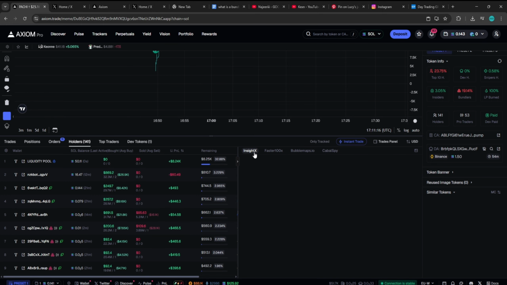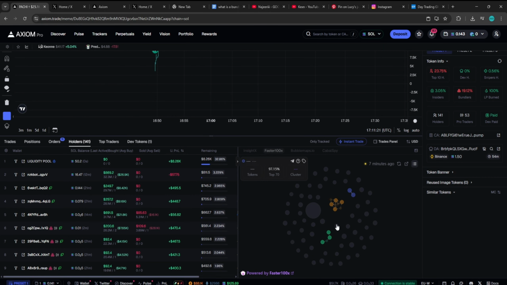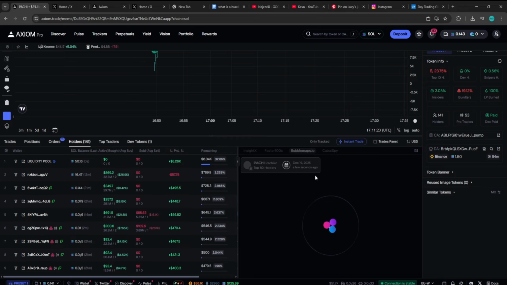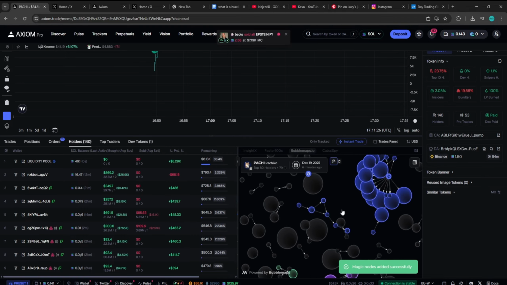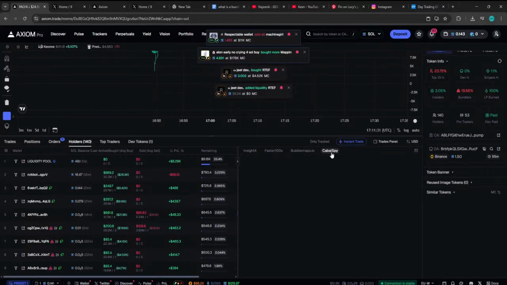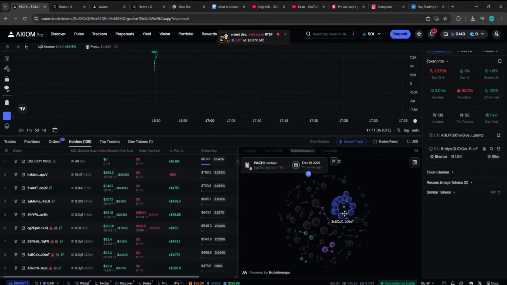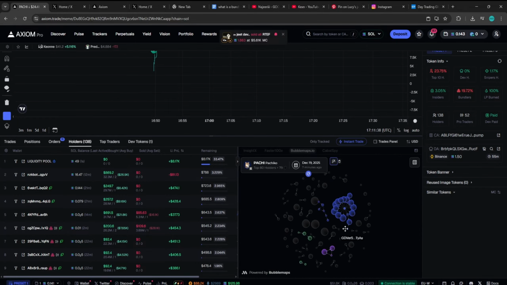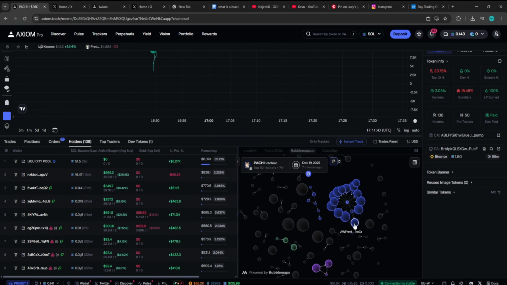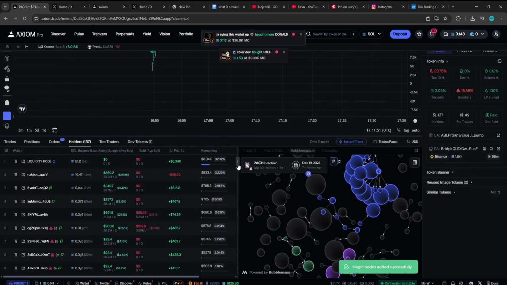Also, you have Insight X, basically the same thing. Faster 100x, basically the same thing. I do like to use the bubble maps. I feel like it's the most reliable, to be fair. I've never really tried Cabal Spy before, but anyway, that is how you see the bundles on the bubble maps. Very good and very useful as well, because you can see how many wallets are connected, all of that good stuff. This is what you need to be checking before you actually enter the trade.